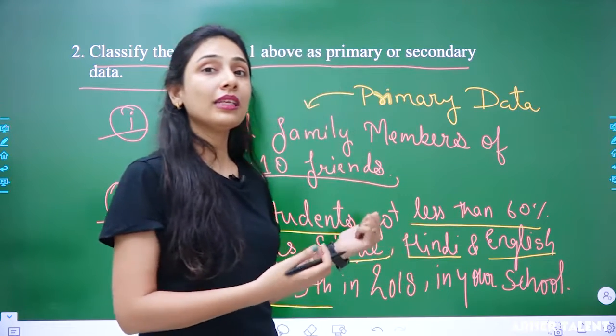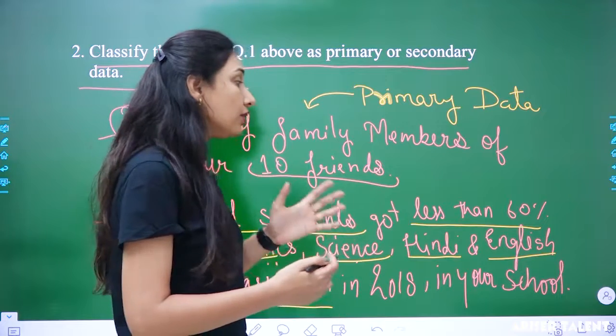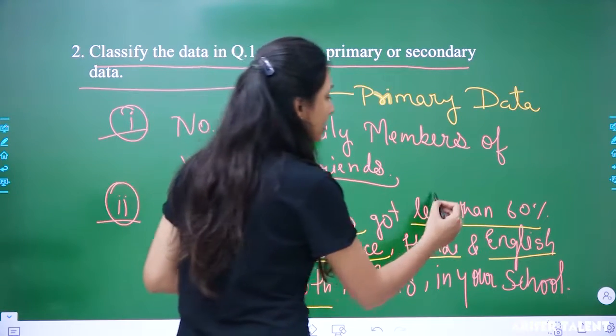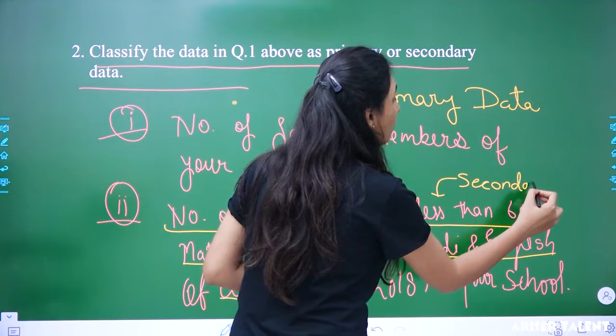So you are going to take help from some source. Here the source is the school. Okay, so in that case, that is going to be your secondary data. So the second example was our secondary data.